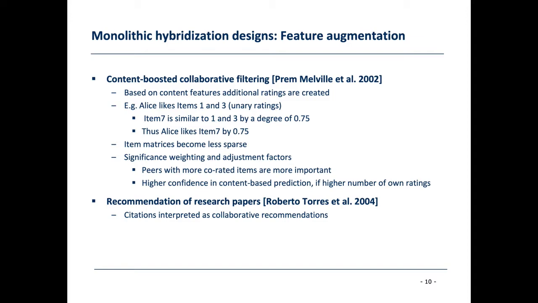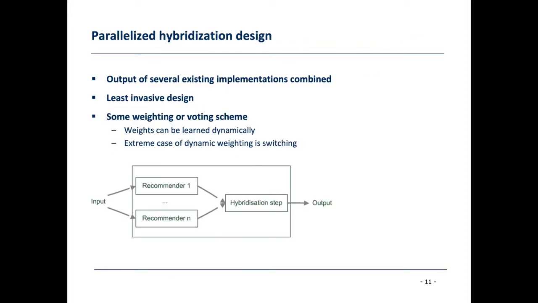There's a paper from 2004 by Torres and collaborators on looking at collaborative recommendations through citation use. So analyzing the references section of a paper and using that to determine ratings, recommendations as papers somebody would want to read after they had read a particular paper. So let's look at a parallelized hybrid design.